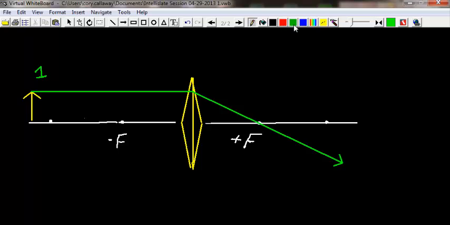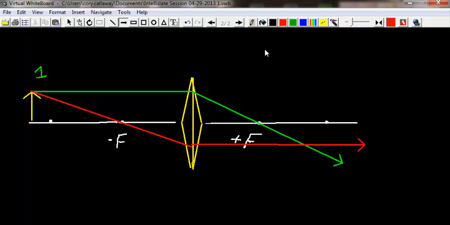So line number 2, let's use red. Red's great. On line number 2, we'll start at the same place, go through the negative focal point on the left side, and then parallel to the axis. Okay, now where those converge, that's where we're going to have our object form. It is going to form right here.